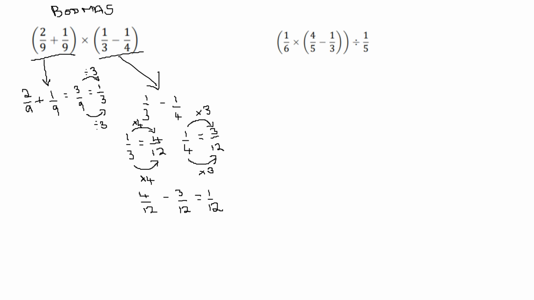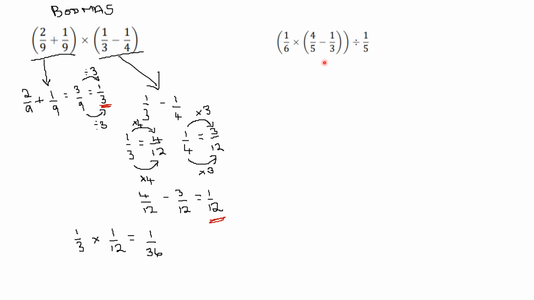So I can now use this answer and this answer to complete my calculation. So I'm going to do 1/3, which was the result of the calculation in my first bracket, and I'm going to multiply that by 1/12, which is the result of the calculation of my second bracket, and that will give me 1/36.